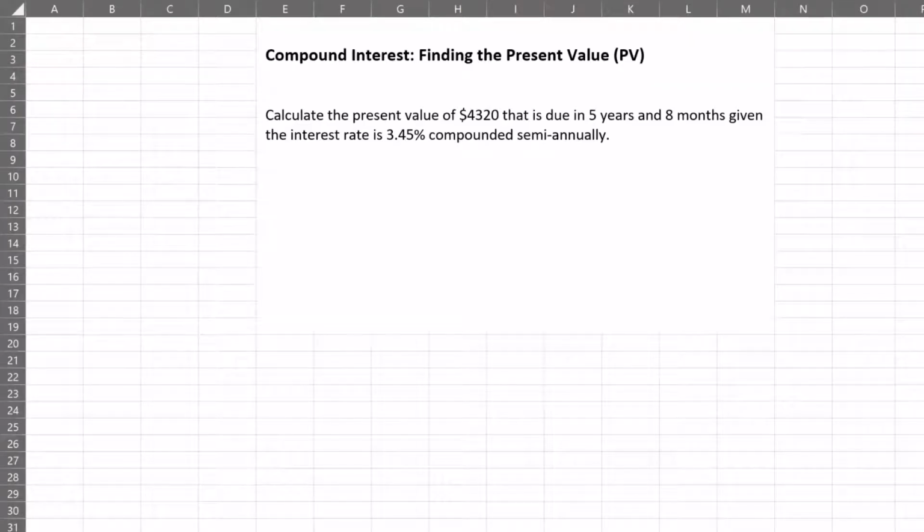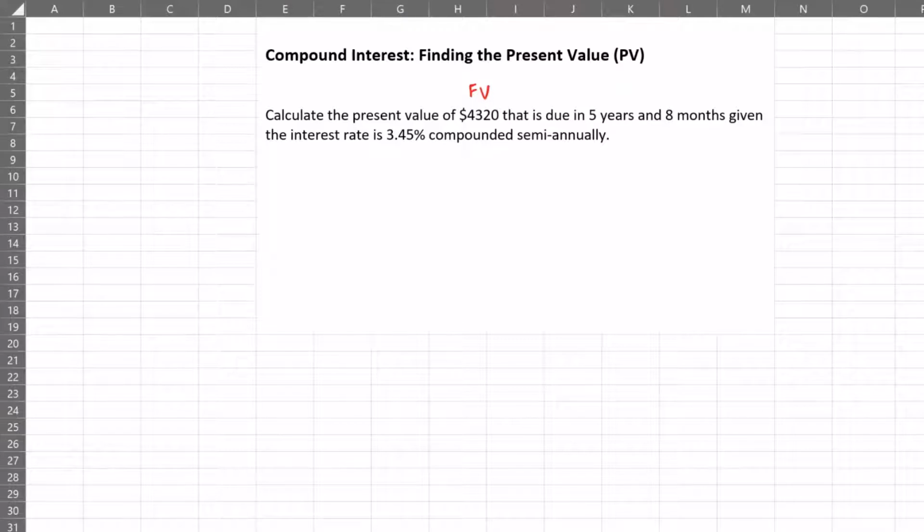Hello everyone. In this video, we will learn how to compute the present value of compound interest problems. So the future value is given here, 4320, and the term duration is given in the combination of years and months.